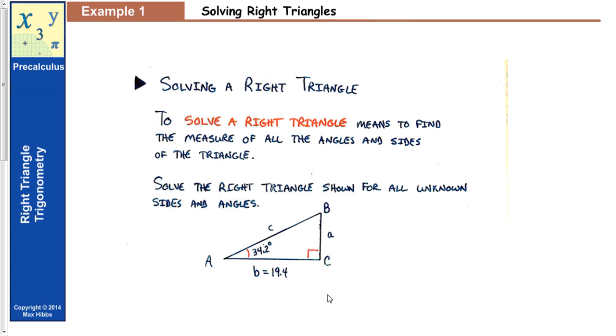So here we have a right triangle that is given to us. Here's what we know about it. Angle A is 34.2 degrees, and side b is 19.4 units long. To solve this triangle, we need to calculate three more things. We know angle C is 90 degrees. We need to find side c, the length of the hypotenuse. We need to find the length of side a, and we need to find the measure of angle B. So there are really three pieces of information we've got to gather.